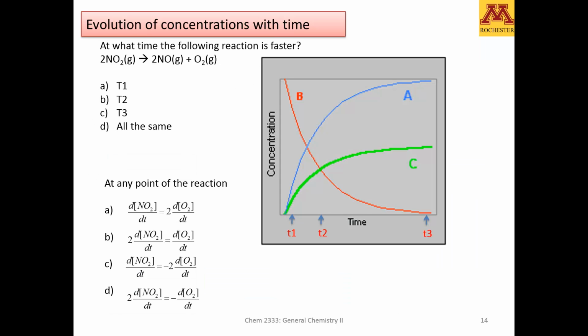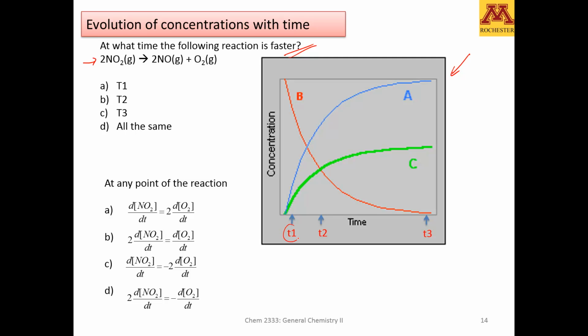So let's practice a little bit. Let's say that we're given this kind of plot here for the formation of nitrogen monoxide and oxygen from the collision of two molecules of nitrogen dioxide. The first question is, at what time is the following reaction faster? The answer is that the reaction will be faster the more remarkable the slope is.